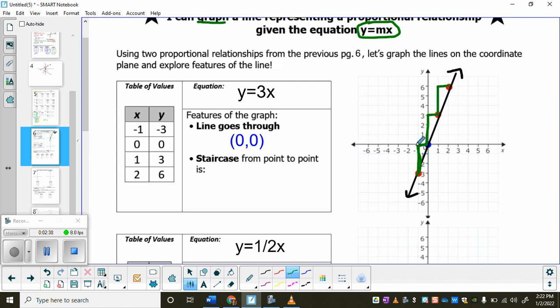So the staircase, I'm going up 3 and then over 1. I go up 3 and then over 1. I go up 3 over 1. So I just said that I was going up 3 over 1 every time. Now that rate of change, that is the 3 that we see right here. So the staircase from point to point in this example, we went up 3 over 1, up 3 over 1. So my staircase is up 3 over 1.